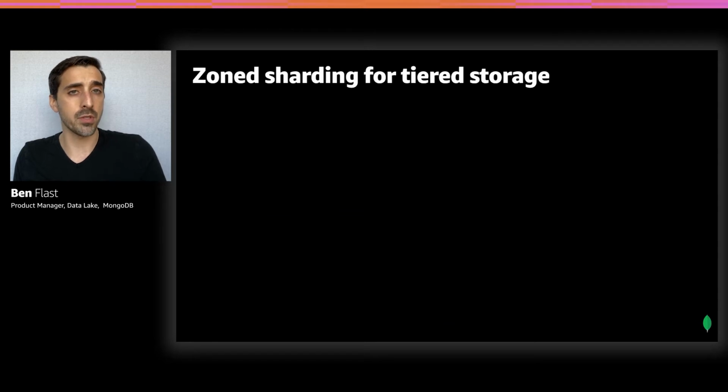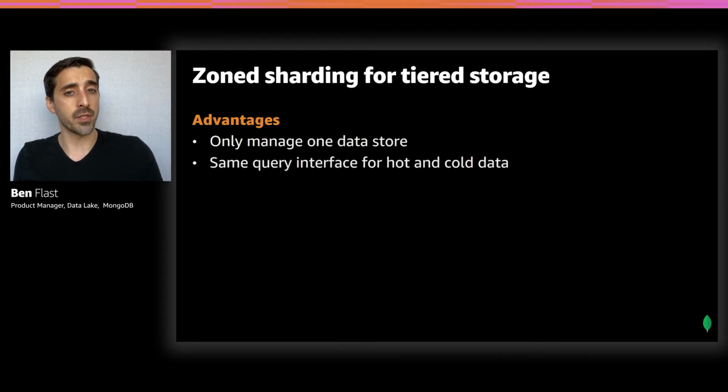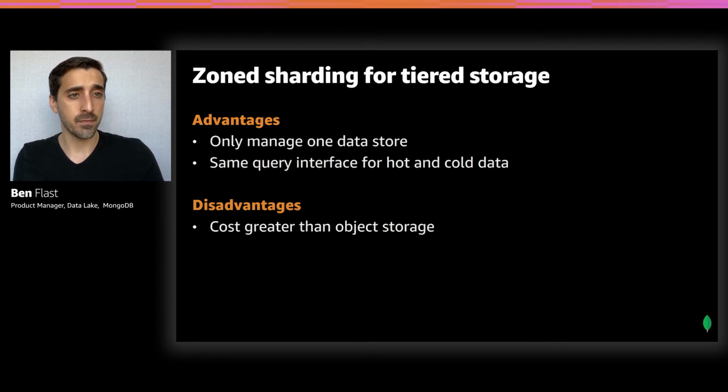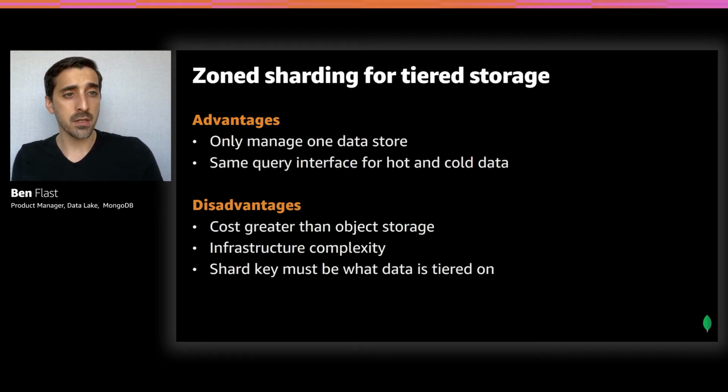Now, this approach is great because you only have to manage one data store. You get a single query interface into both hot and cold data, so you don't have to manage any added application complexity. But it also has some drawbacks. Number one, it's going to be greater cost than object storage, for sure. There's going to be some infrastructure complexity. And the way the data is tiered needs to match the shard keys that you're using, which may be difficult for some use cases.